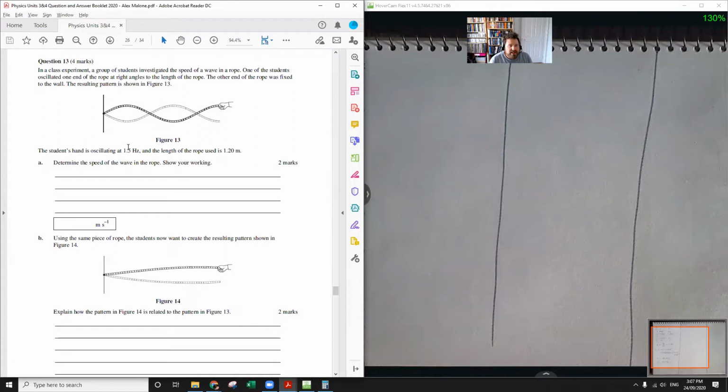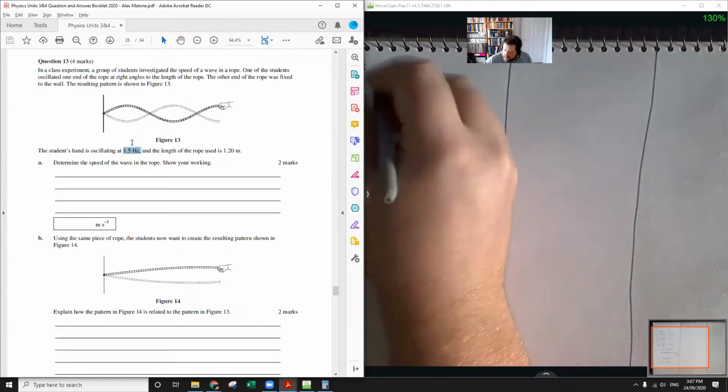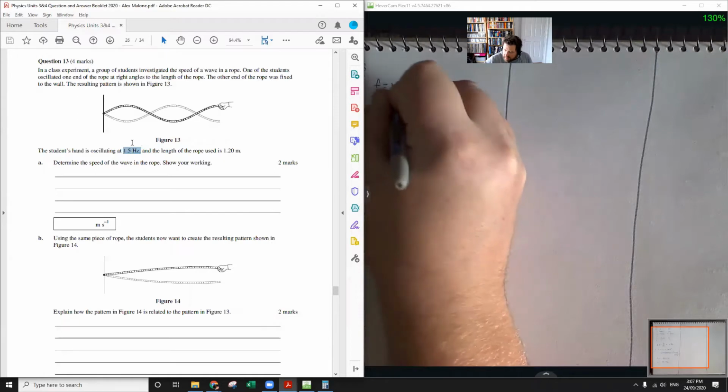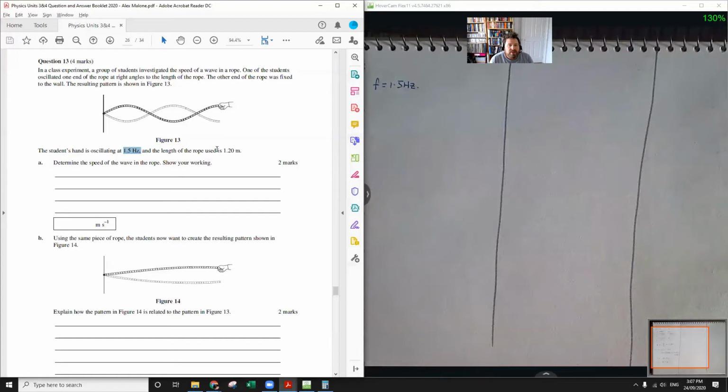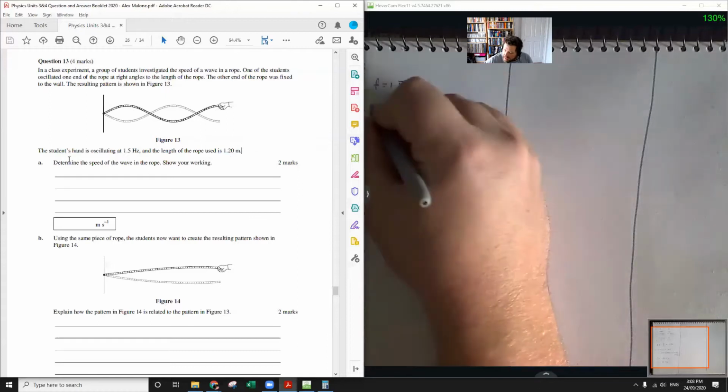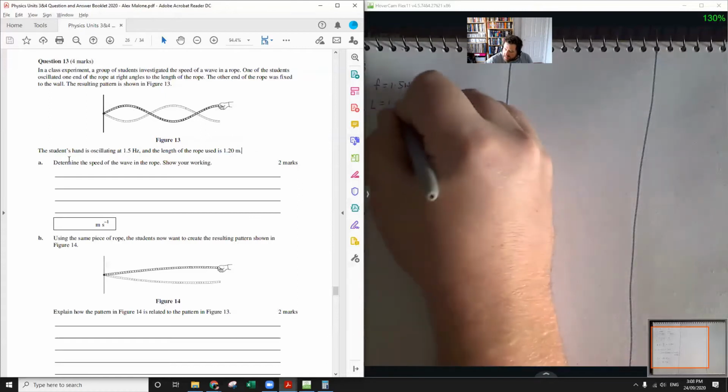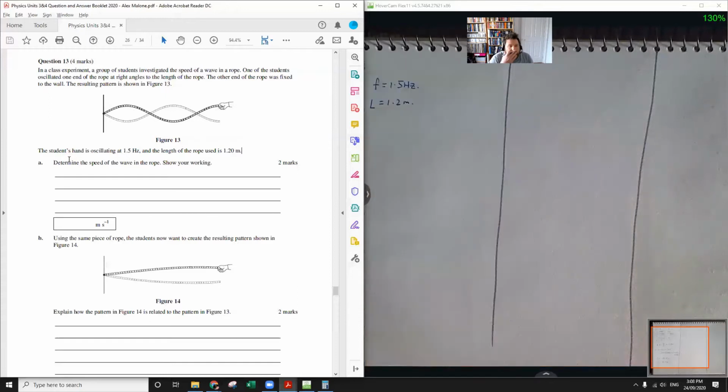The student's hand is oscillating at 1.5 hertz, so we know that the frequency is 1.5 hertz. And the length of the rope is 1.2 meters. So the temptation here might be to say, oh, the wavelength is 1.2 meters, but it doesn't look like a perfect one wave fitting in that rope there. So let's just put that aside for a minute, and let's just say L equals 1.2 meters. Determine the speed of the wave in the rope.